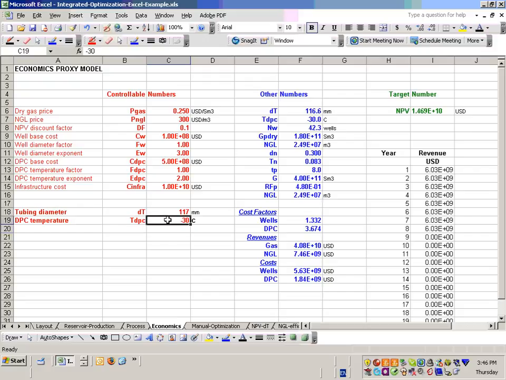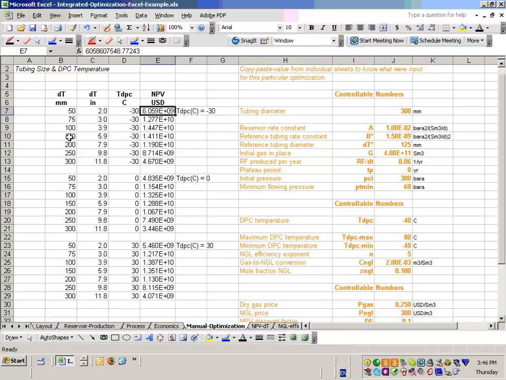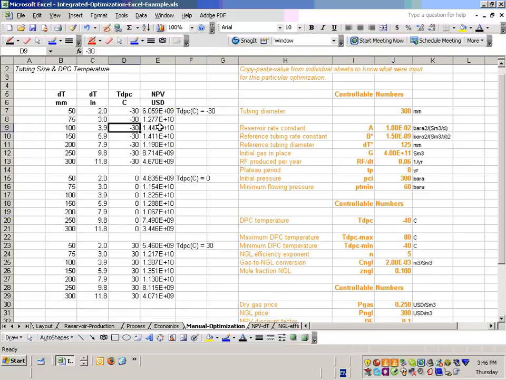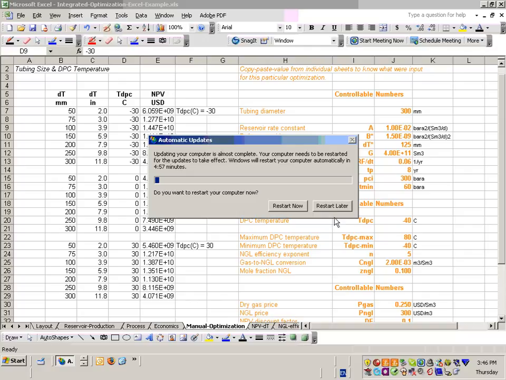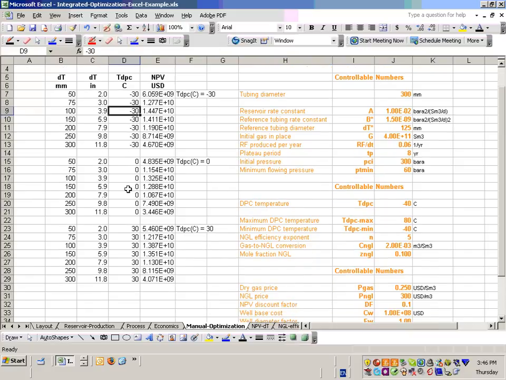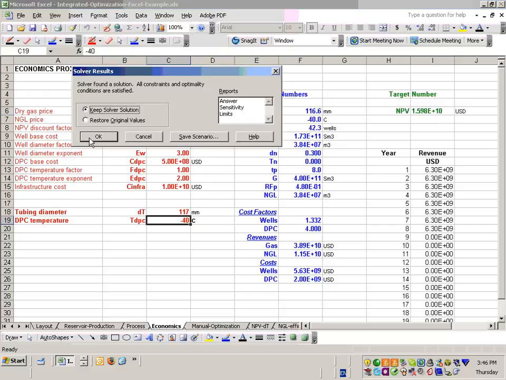If we go to manual optimization and we just pick minus 30 and let's say 100, 100 and minus 30, we should get a net present value of 1447, and that's right. So did you ever find, okay, but it's driving us to 80 degrees. Starting from here? Okay. Cool.